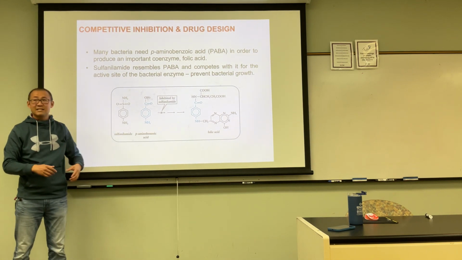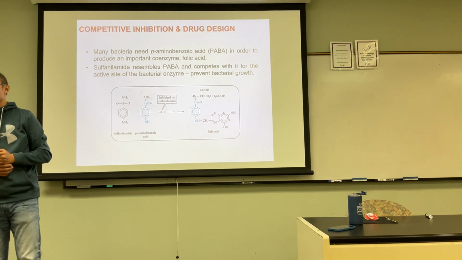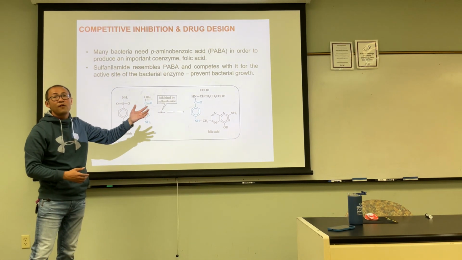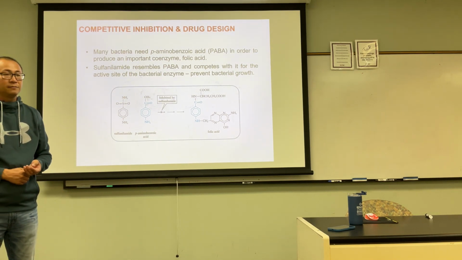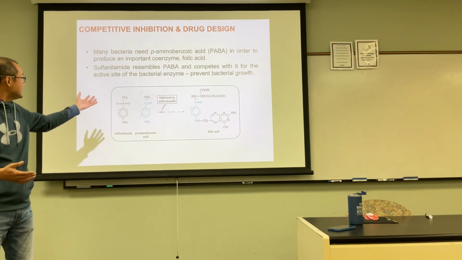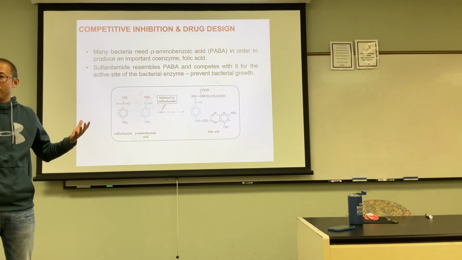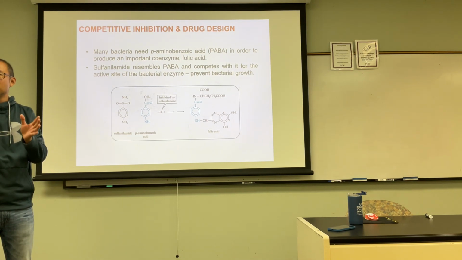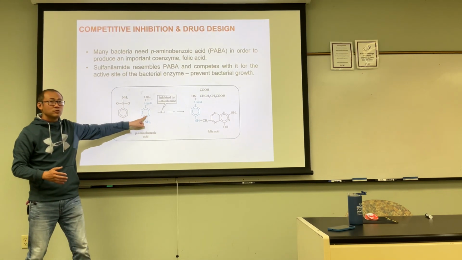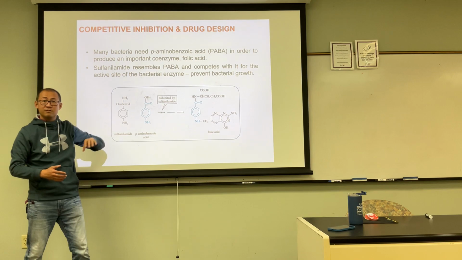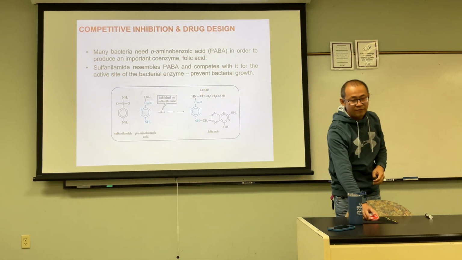By the way, this is the acid used by bacteria to synthesize folic acid. If they're inhibited, they cannot synthesize folic acid, then the growth of the bacteria will be inhibited. So this is how we designed sulfa drugs. They're still using sulfa drugs nowadays. They're different ones, but structurally they're related to this one. Why are they related to this one? Because this one resembles the natural substrate of the bacteria. Okay, so that's a competitive inhibitor.